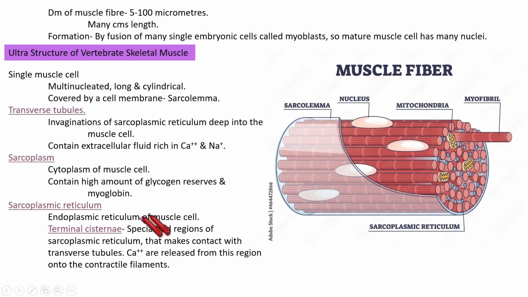Okay. So we have understood that the sarcoplasmic reticulum is the smooth endoplasmic reticulum of the muscle cell, and the terminal cisternae are the specialized regions of the sarcoplasmic reticulum that make contact with the transverse tubules. And through that region, the stored calcium is released to the contractile filaments at the time of muscle contraction.